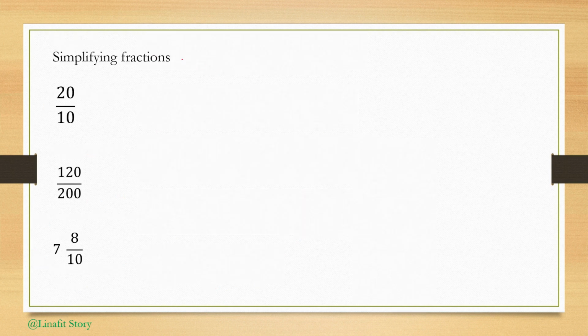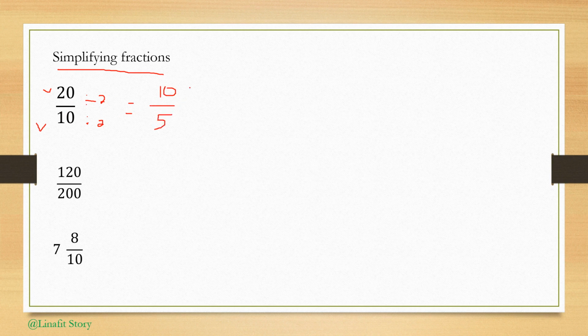For example, how to simplify the fractions. So for example, question number 1 is 20 out of 10. Simplifying fractions means the numerator and denominator must be divided by the same non-zero whole number. For example, we divide the top and the bottom number by 2. So the numerator is divided by 2, the denominator also divided by 2. So it equals 10 out of 5.